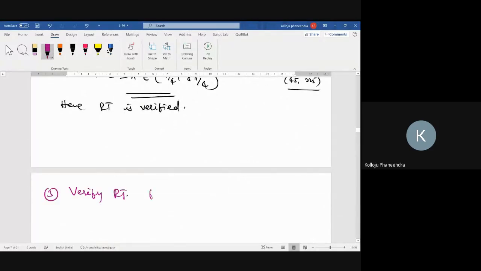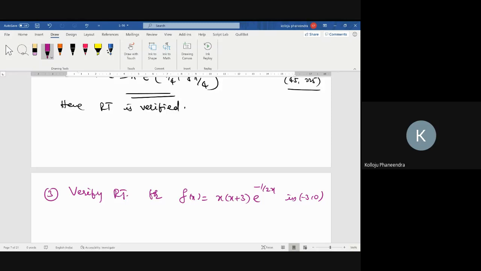Verify Rolle's theorem for the function f of x equal to x into x plus 3 into e power minus 1 by 2x in the interval minus 3 comma 0. In Rolle's theorem many problems are there.